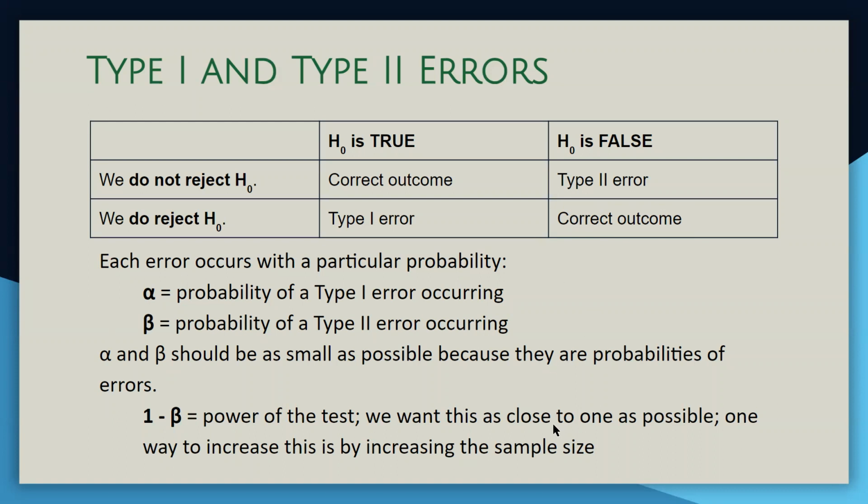One way to increase the probability of that correct outcome is by increasing your sample size. We know that larger samples tend to be more reflective of the population we're pulling from and will be less likely to make incorrect decisions based on that sample data. The upside is moving forward, we're really only concerned with alpha, the probability of that type 1 error, when we're running the hypothesis tests.